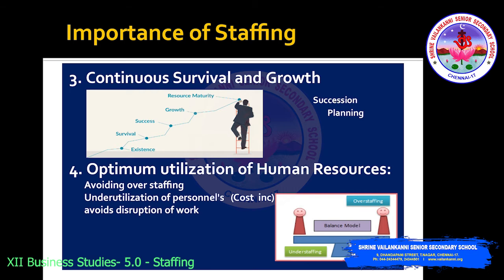The third importance of staffing is it helps in continuous survival and growth of the organization. You can see that first there is existence in the picture. After that you have the survival. After that you have the success, and then growth, then resource maturity. Now success means after you get profits, if you accumulate the profits and thereby you grow, then you have the resources to be maturing.